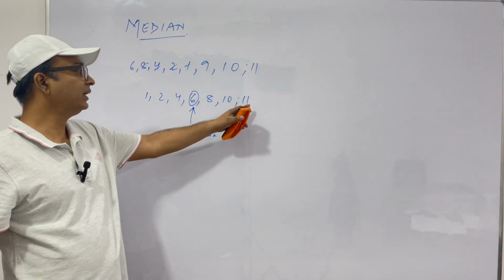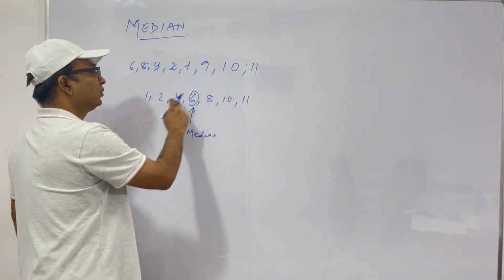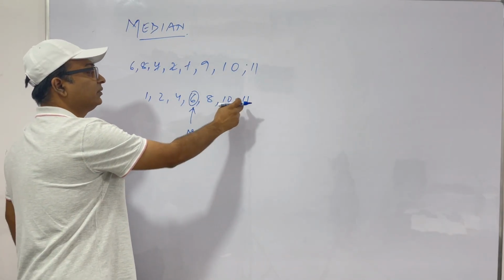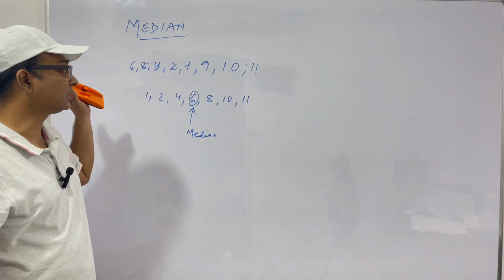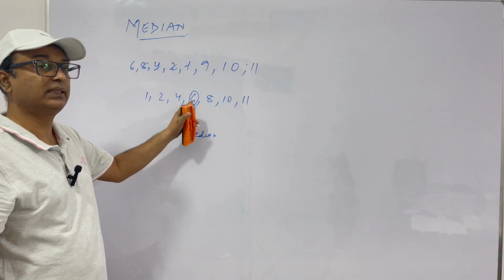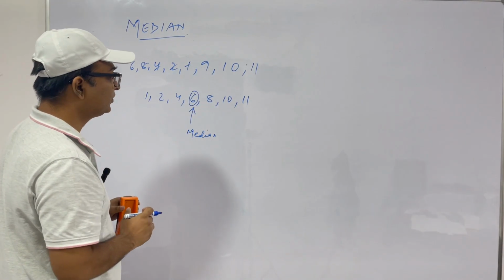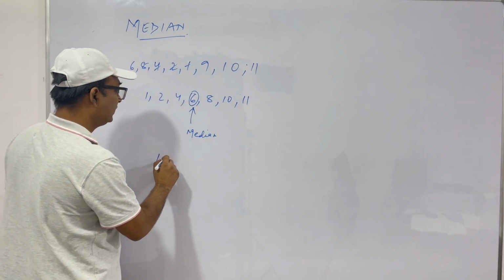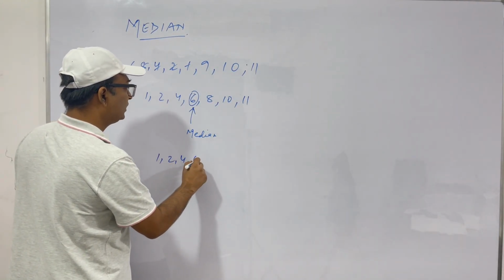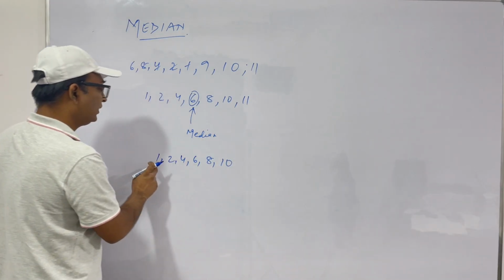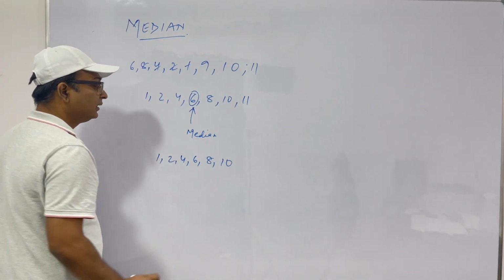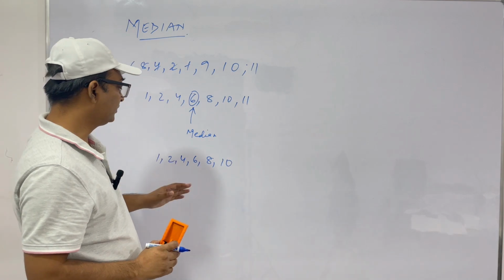This is when we had an odd number of observations. This is odd: 1, 2, 3, 4, 5, 6, 7. We have an odd number of observations, so finding median is very easy. But what if we have an even number of data? For example, 1, 2, 4, 6, 8, 10. So here we have 1, 2, 3, 4, 5, 6. This is an even number of observations.